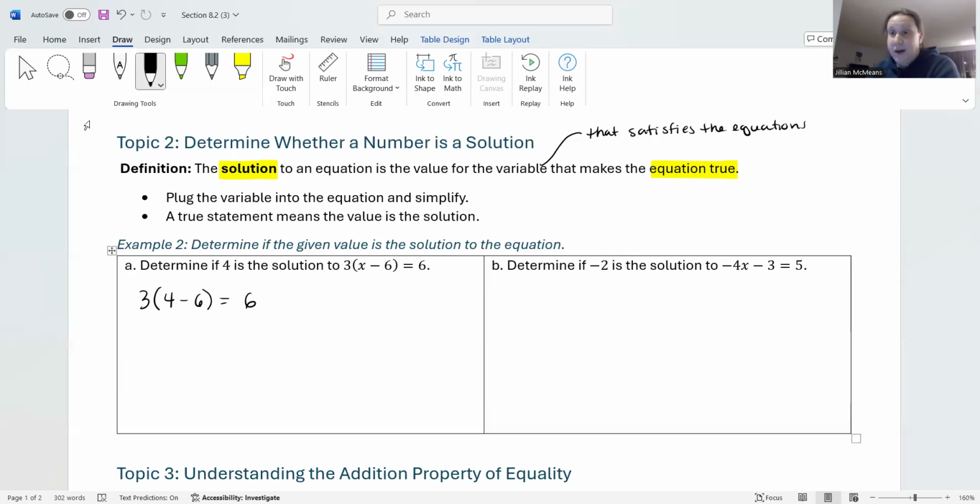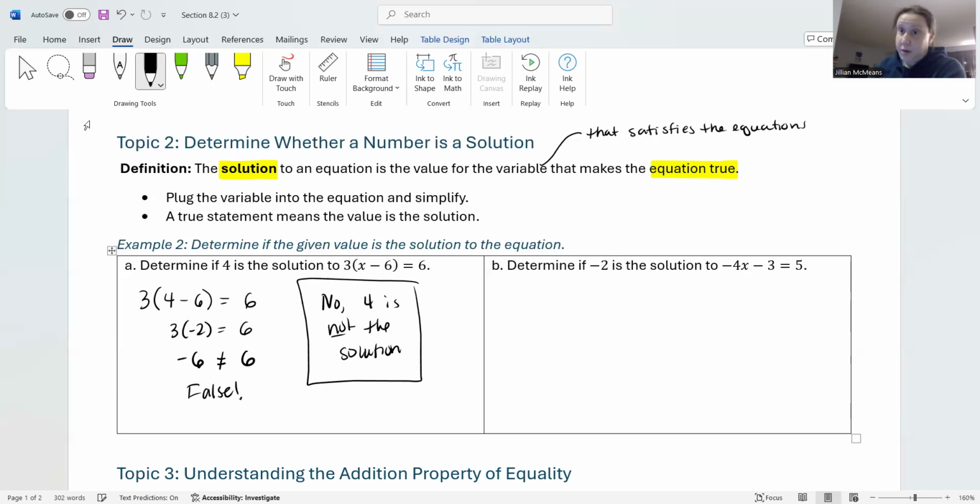Well, in parentheses, we have 4 minus 6, which is negative 2. So I have 3 times negative 2. Well, 3 times negative 2 is negative 6. And so the big question here is, is negative 6 equal to positive 6? And the answer is no. This is false. So we would say no, 4 is not the solution.